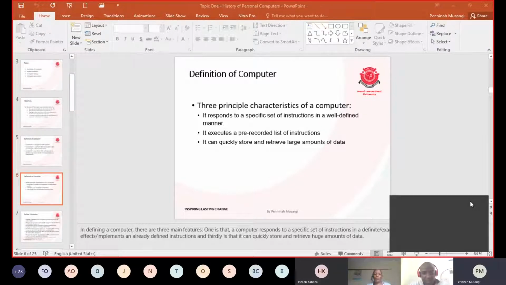So I was saying, when you are defining a computer, three principal characteristics emanate. One, it responds to a specific set of instructions, and in responding to those instructions, it does so in a well-structured manner, or what we call a well-defined manner. So it is not haphazard. The other characteristic is that it executes or implements a list of instructions which has already been pre-recorded. So the list of instructions is defined prior. The instructions are not defined now; the instructions executed have already been defined.